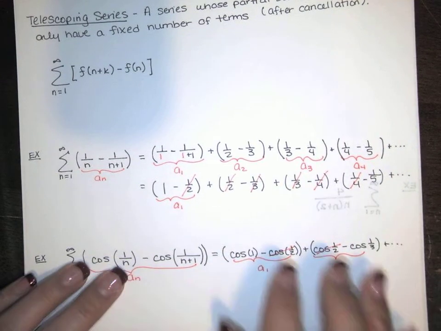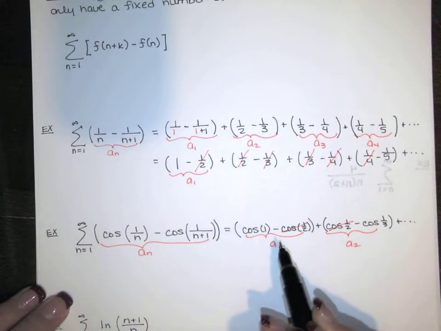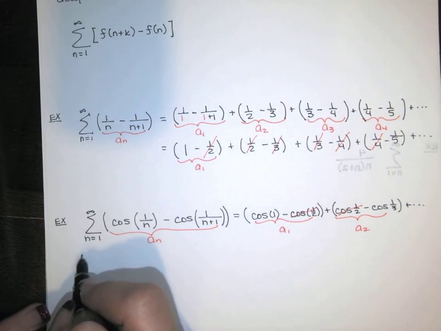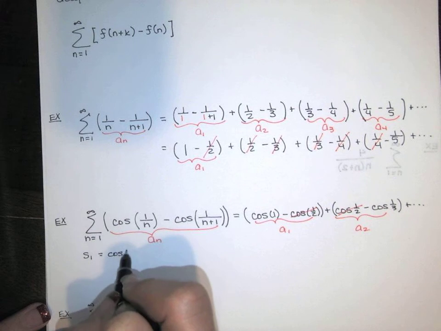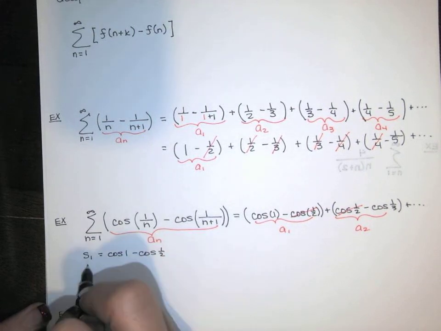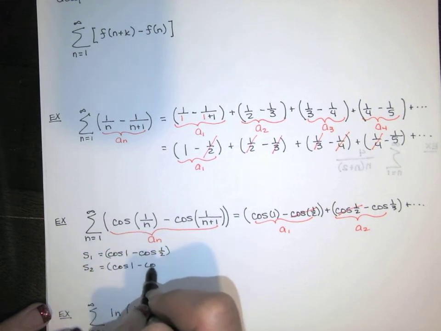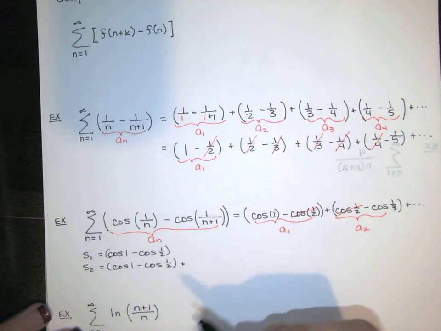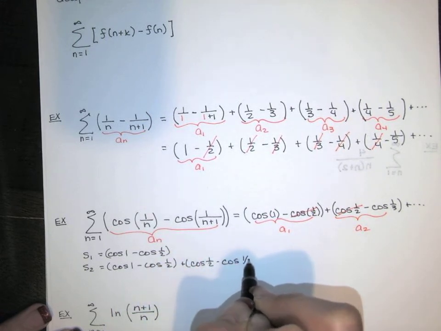Now, I mentioned earlier when I defined telescoping series, these are series whose partial sums only have a fixed number of terms. So just for this cosine one, let's look at the first three partial sums. S sub 1 is just a sub 1, so it's cosine of 1 minus cosine of 1/2. Obviously there's no cancellation there. We've got two terms. S sub 2 is a sub 1, so I'm just going to copy down exactly the same thing, plus a sub 2.